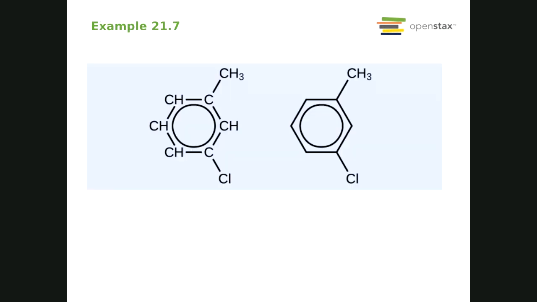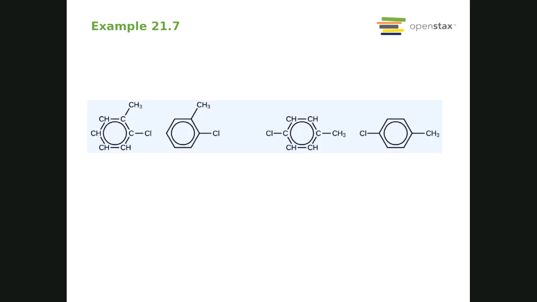So you have 1 chloro and 3 methyl. So you have 1, 2, 3. So it's going to be 1-chloro-3-methylbenzene. It's just a representation, you don't have to write the carbon and hydrogen. If you have this corner, that means you have the carbon.